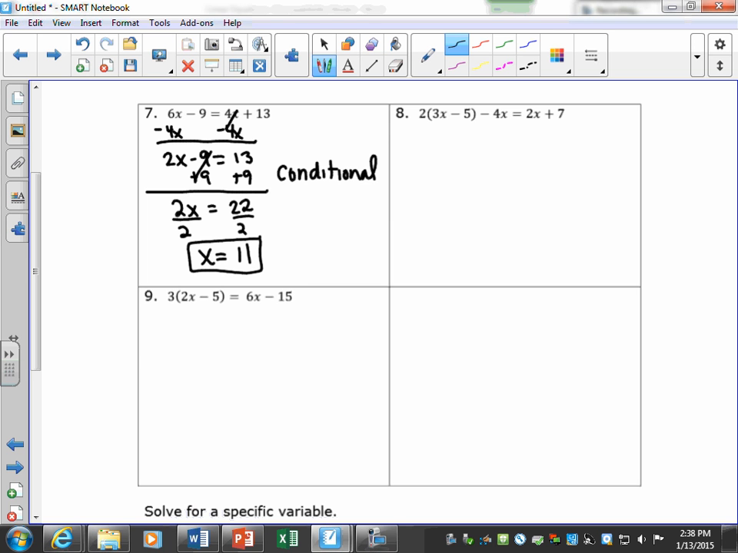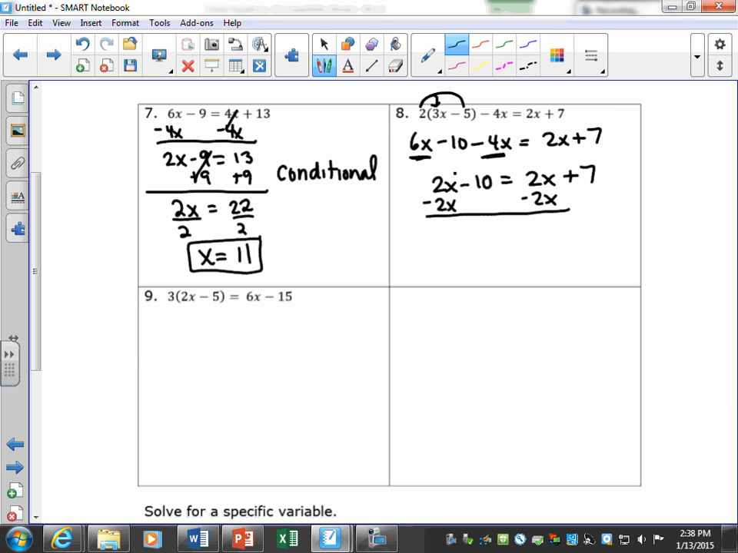Alright, we move to number 8, and we see we need to do a lot of simplifying. I need to distribute, add like terms, simplify. This side is already simplified, so we just really need to do our work over here. 6x minus 10 minus 4x. Add like terms, 6 minus 4 is 2x. Okay, and now we're trying to simplify. This side is simplified. We're trying to move all the variables to one side. So minus 2x, minus 2x. This cancels, and I have negative 10 left.